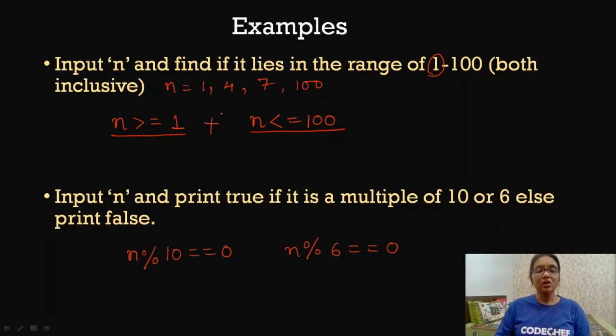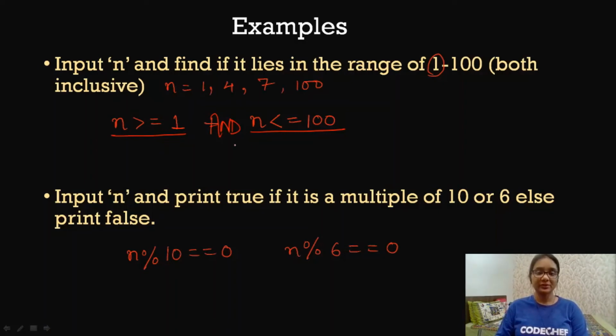If we use an OR operator here, even if one of the conditions is true, then the answer will be true. But in this case, the answer will be wrong, because we want both of these conditions to definitely be true. Only then the answer should be true. Only then it will ensure that n lies in the range of 1 to 100. So we have to use the AND operator here.